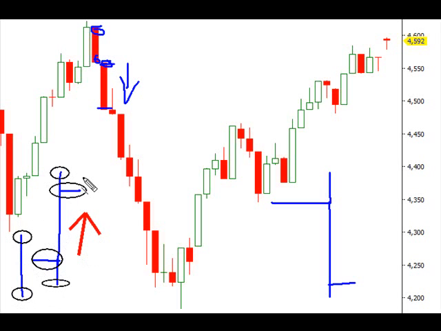Okay, once again, you want to use some other confirmation, some indicators and stuff like that. But I'm not giving you a whole trading system here. I'm just giving you some tools to look for when you're looking at the market. Okay, and then what do we have here?